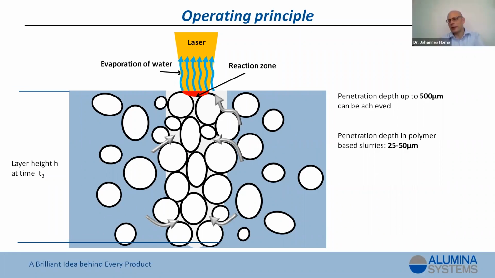This was for us one of the key aspects why we were using LIS technology, because if you do high performance ceramics, you want to have a dense part, and this is, besides reaction bonded silicon carbide, not possible with binder powder jetting. Exactly.